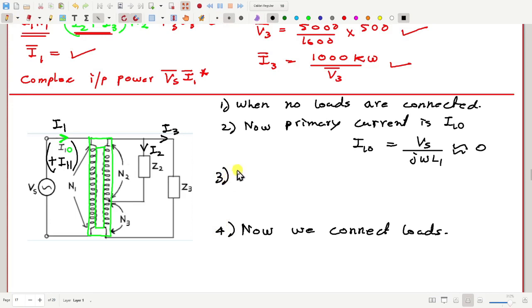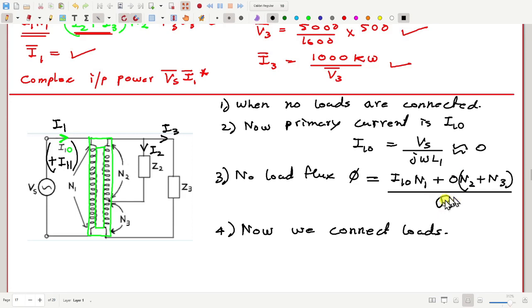Before that, the flux, call it no load flux. That is phi, given by how much? I10 N1 plus 0 into N2 plus N3, because no current is flowing in the secondary coil. So that's why 0. So this is the total MMF divided by the reluctance of the coil. That is the flux.